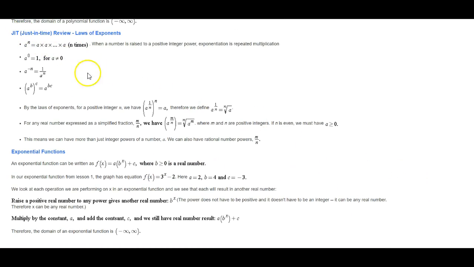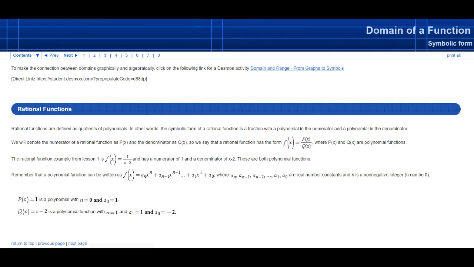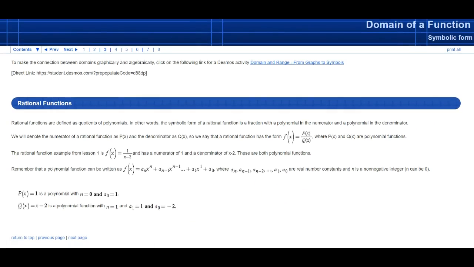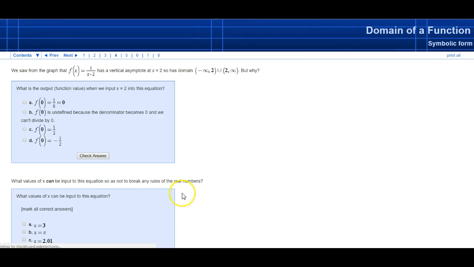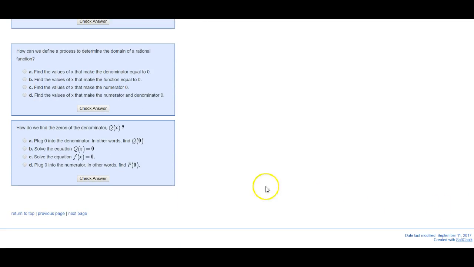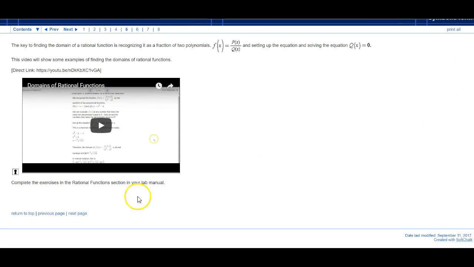You're going to want to review the laws of exponents as we get into exponential functions. These are just laws of exponents from middle school and high school algebra, so make sure that you refamiliarize yourself with those. The functions that you're going to need to solve for their domains algebraically that are a bit harder, because they do have limitations on their domains, are rational functions and root functions.